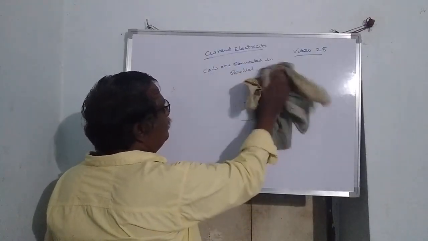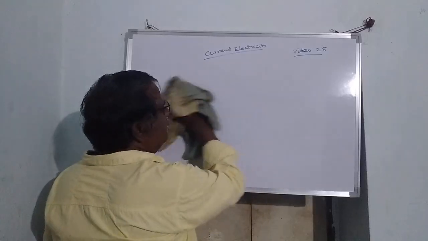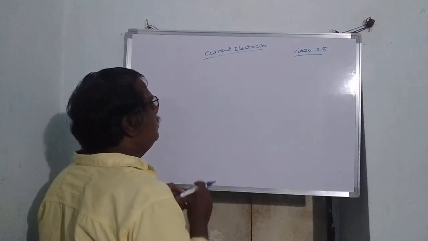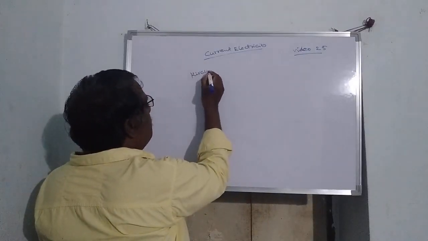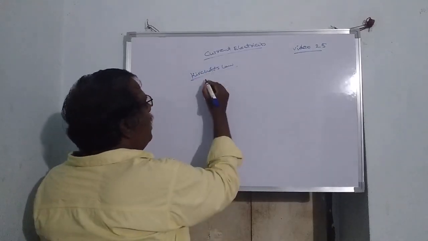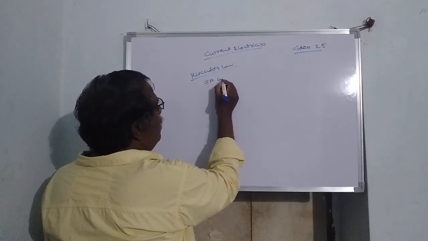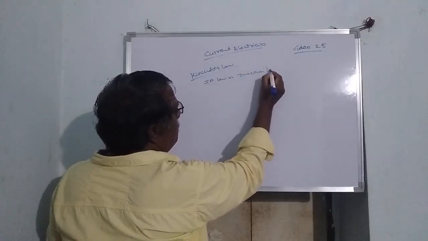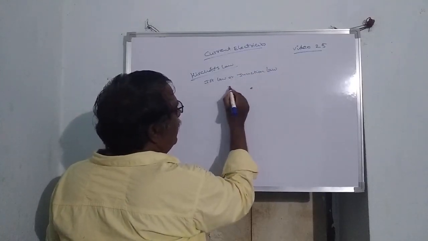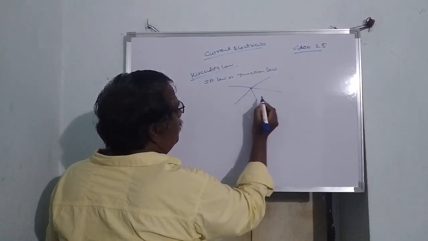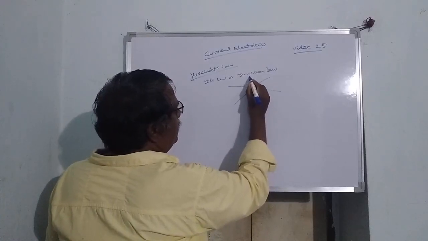Next, Kirchhoff's laws. There will be two laws. First law, or junction law. The algebraic sum of the currents across any junction will be equal to 0. Or, let us say, the sum of the incoming currents is equal to the sum of the outgoing currents.